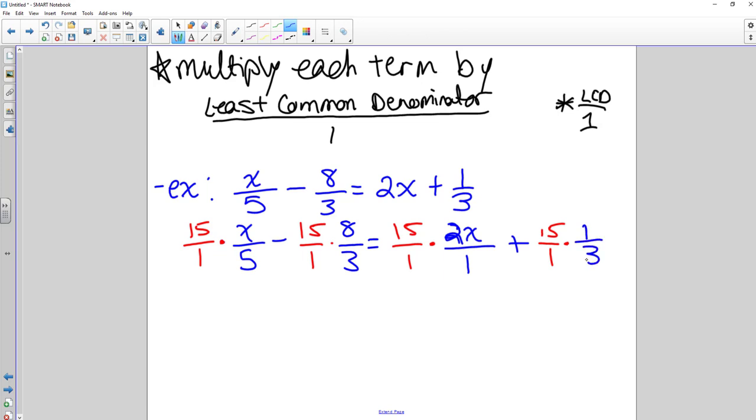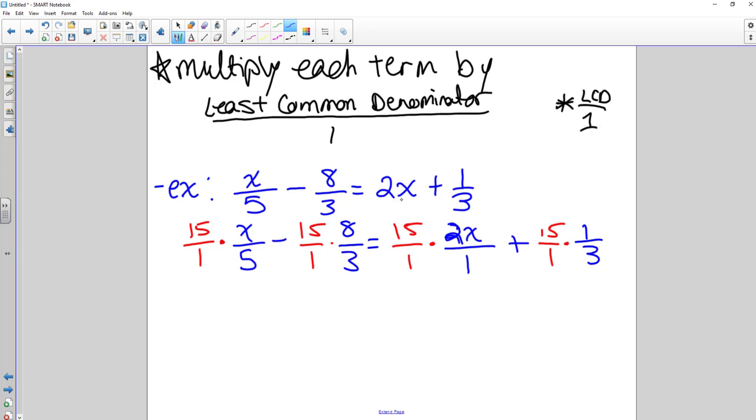So again, let's do a little check. We had said 1, 2, 3, 4 terms, and I'm doing this 1, 2, 3, 4 times. I'm multiplying by 15 over 1. It's important that each term is multiplied by the same thing. Especially be careful when you have something that doesn't look like a fraction, like the 2x, this still needs to be multiplied by 15, or 15 over 1.